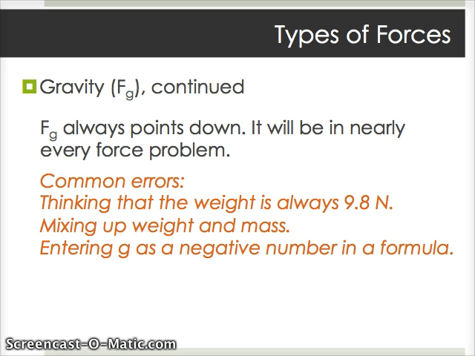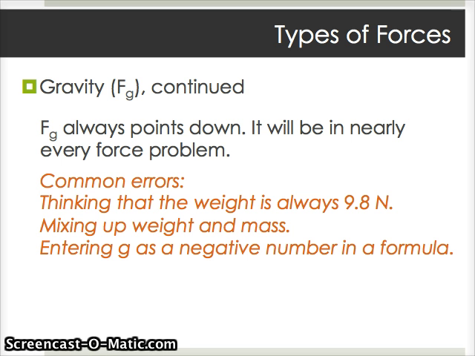Some things to keep in mind with gravity is that it should always point directly downward in your diagrams, regardless of what's happening to the object. It will be a part of just about every single problem that we do, unless the problem mentions that the object's mass is negligible or it can be ignored. Watch out for thinking that the gravitational force is equal to 9.8. That is not at all what I'm saying here. The ratio between mass and weight is 9.8. So it depends on how many kilograms we're working with.